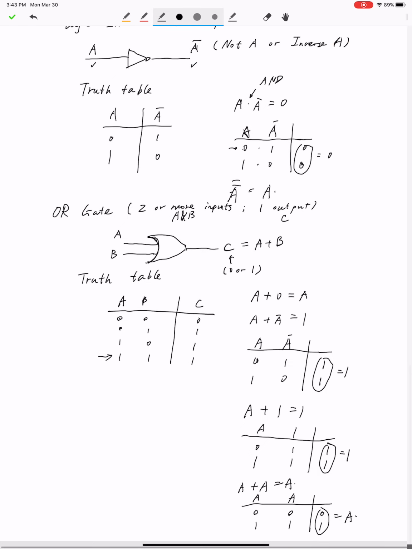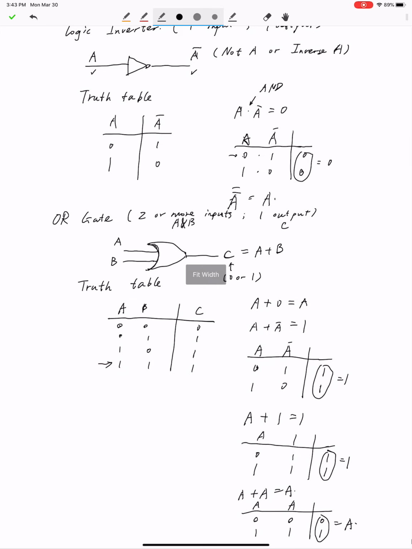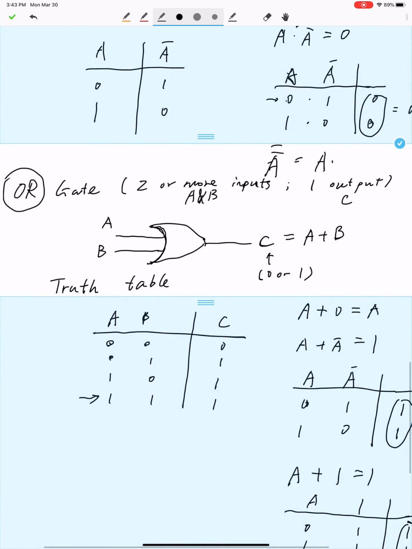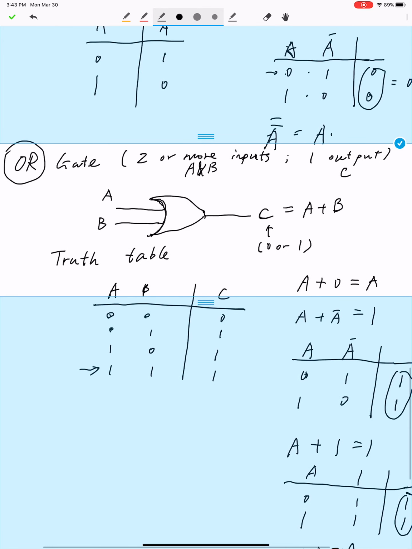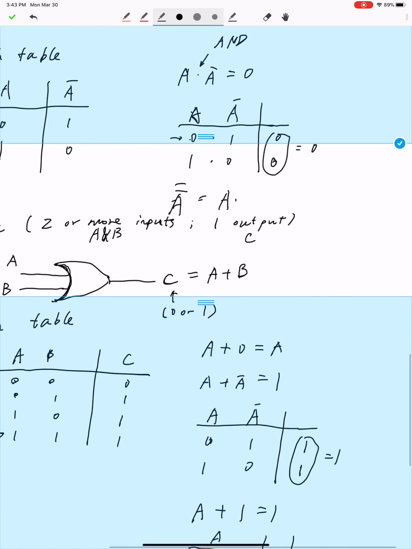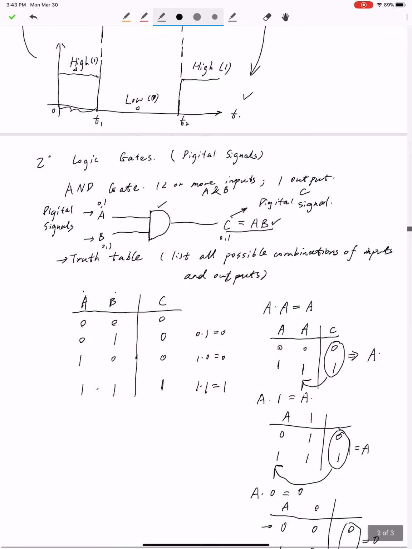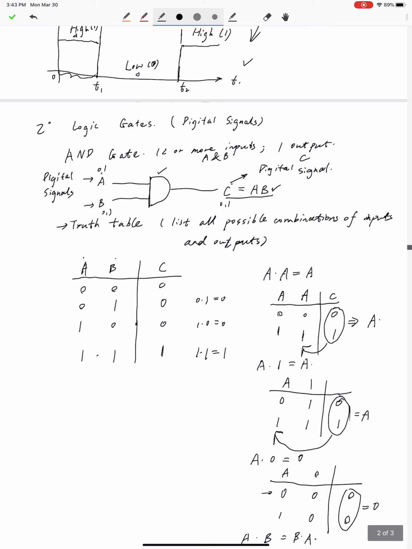The next one is called the logical OR gate. OR gate, okay. An OR gate has two or more inputs and it has one output. The schematic diagram for the OR gate is presented like this. The difference between the OR gate and the AND gate is on the left-hand side, right? For the OR gate, the left-hand side is a curve, but for the AND gate, the left-hand side is a straight line, right?